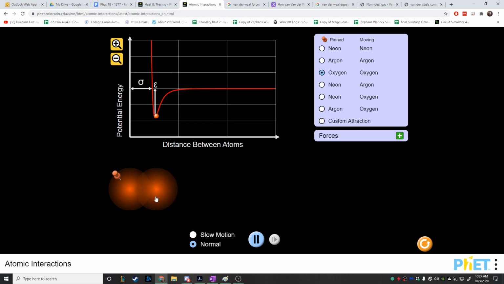What does that mean? First of all, I should ask this question. What does it mean for the potential energy to be negative between the particles? What does negative potential energy mean?